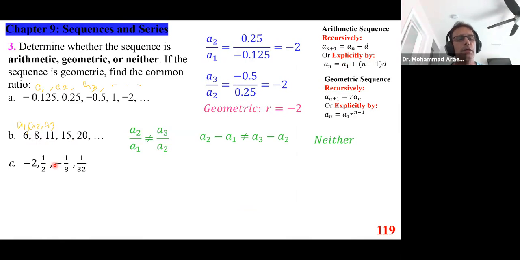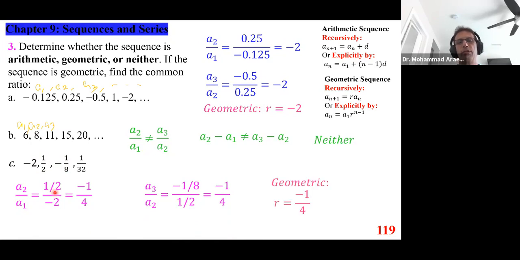How about this case? Let's divide the second one by the first one. A sub 2, which is 1/2, divided by a sub 1, which is negative 2. That results in negative 1/4. Let's divide the next one, a sub 3 by a sub 2. That results in the same thing. And therefore, it is a geometric sequence with ratio of negative 1/4.